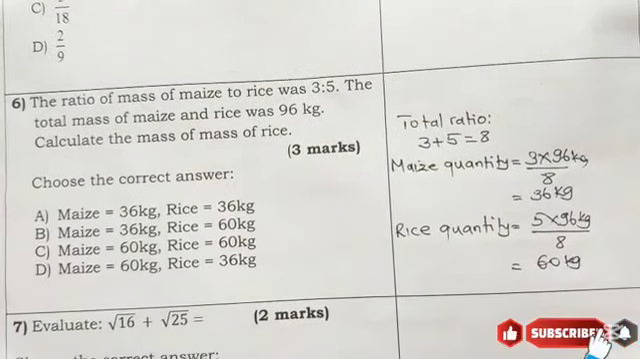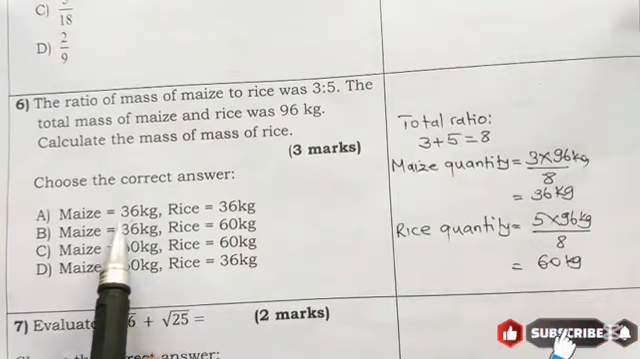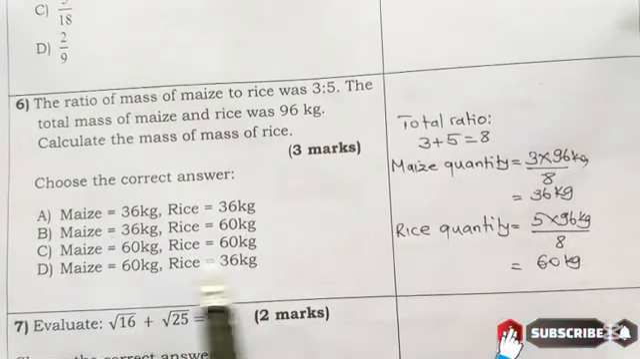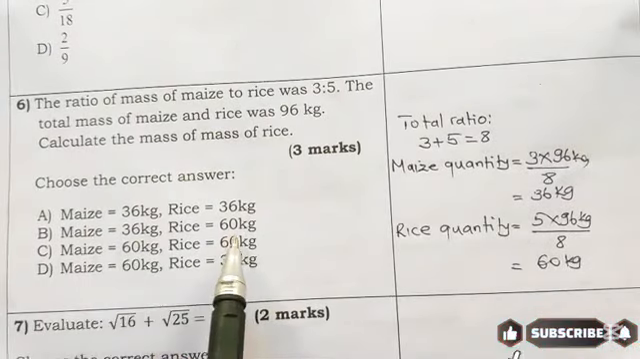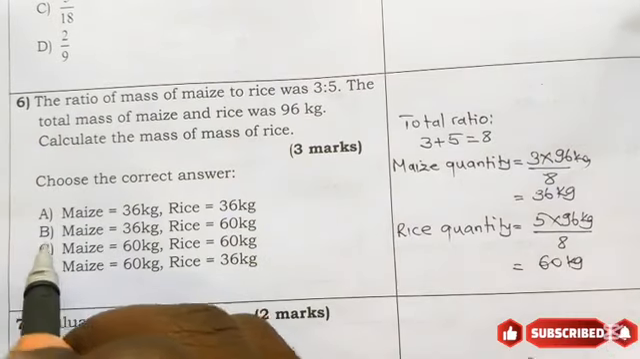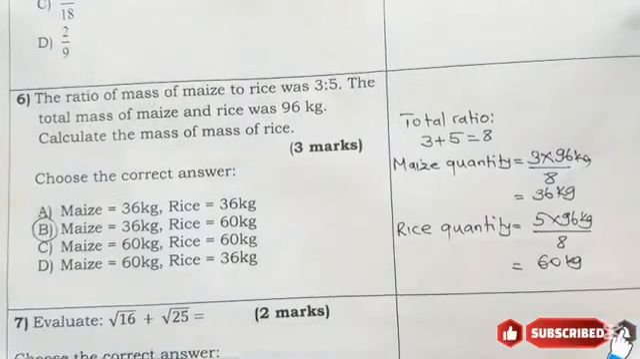And then we come up right here and find that we have maize which is 36 and rice which is 60, and they are totally different. Maize 36 and rice is 60 kilograms, so the correct answer is letter B.